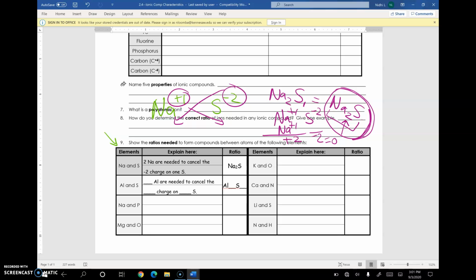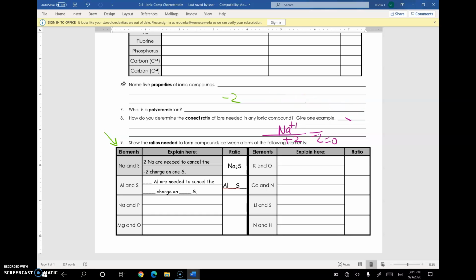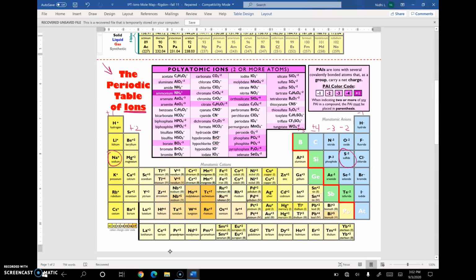Okay, so 2 sodium are needed. That's how many we have in this formula, 2, to cancel the -2 charge on sulfur. All right, that's why you need 2 sodium to cancel the -2 charge on sulfur. You can pause this video, rewind, whatever, to watch this again. I want to go ahead and do one more. Let's look at the aluminum. The charge on aluminum, let me go back to the periodic table again. Charge on aluminum is +3. All right, and the charge on sulfur is -2.